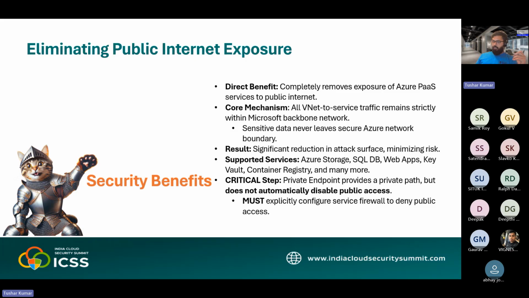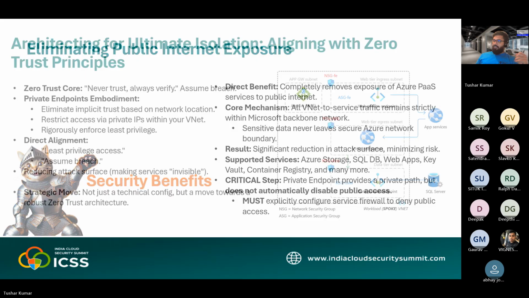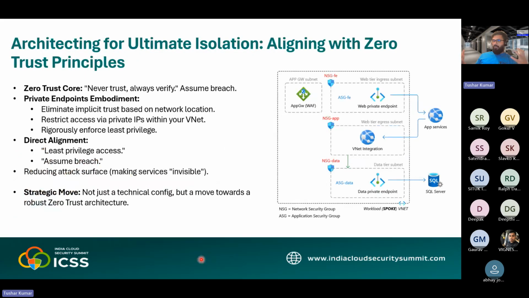Now, in order to architect this and make sure it is all aligned with zero trust, let's look at how Private Link helps us. The zero trust core, as we saw in the last one, is: you never trust, you always verify, and you assume breach.